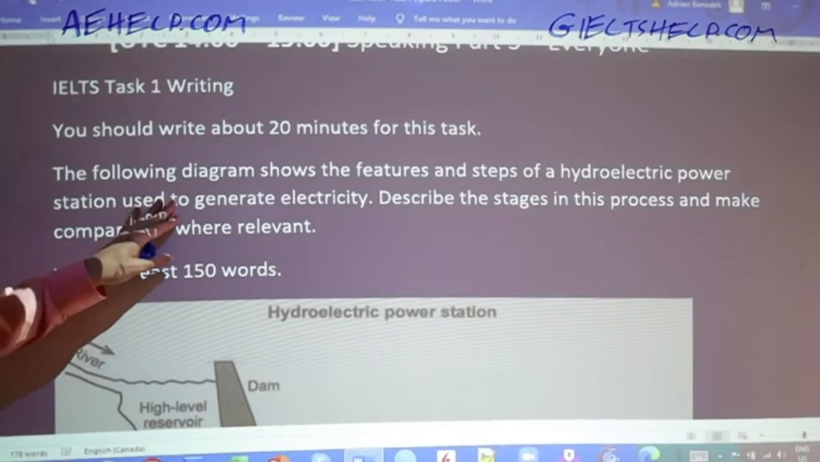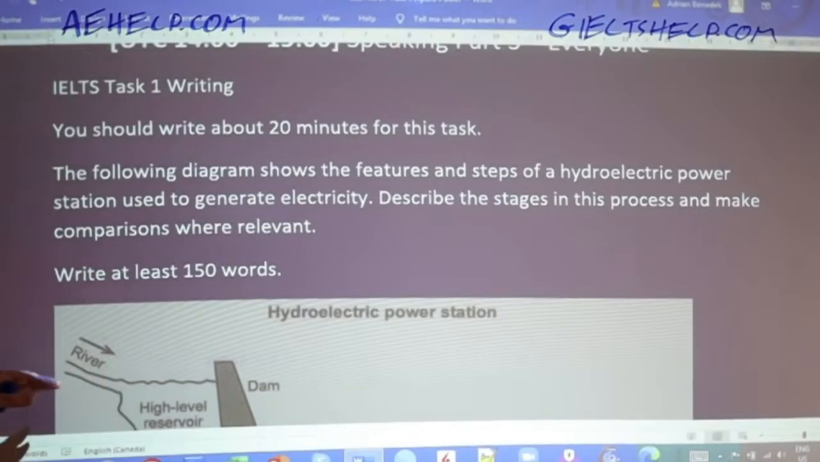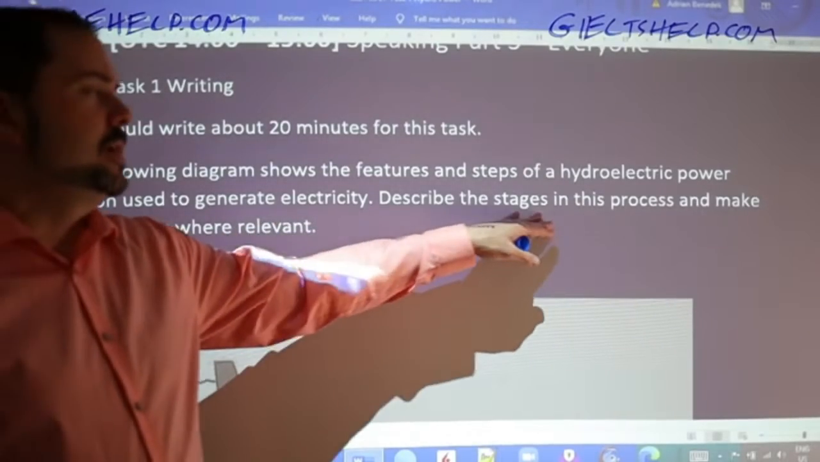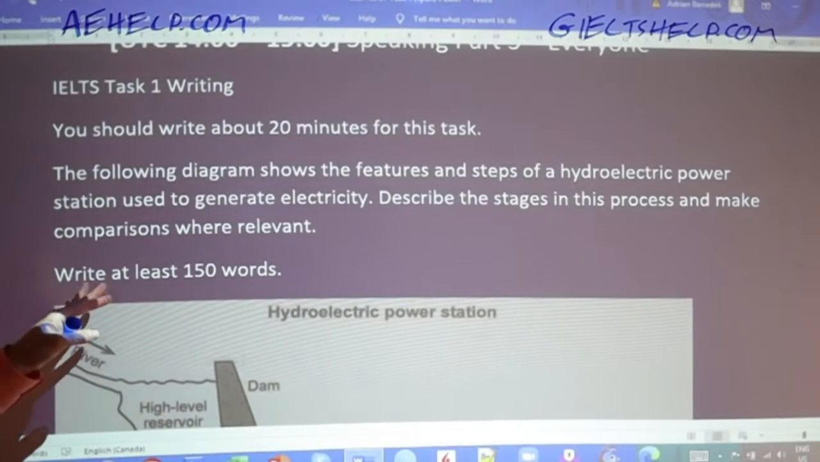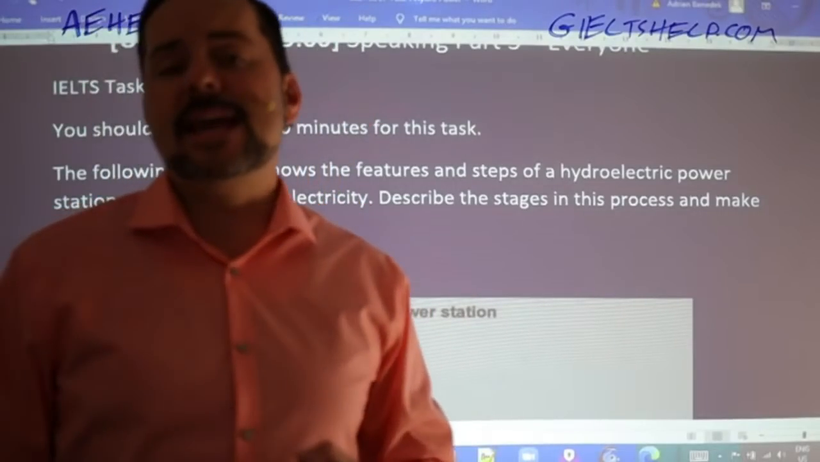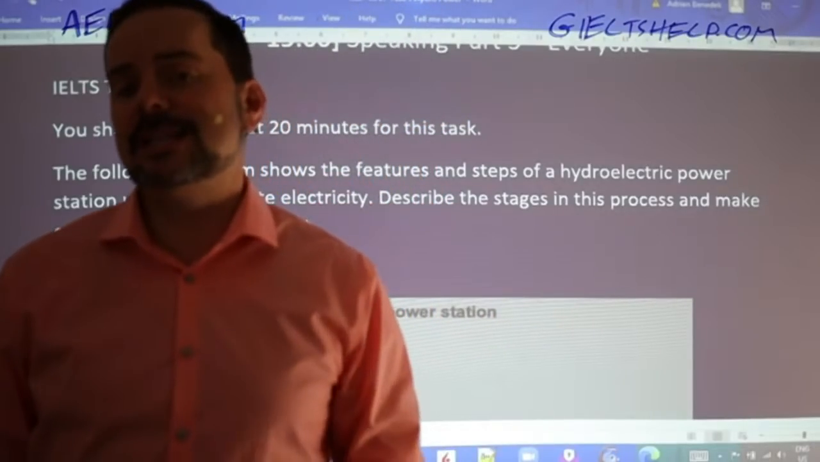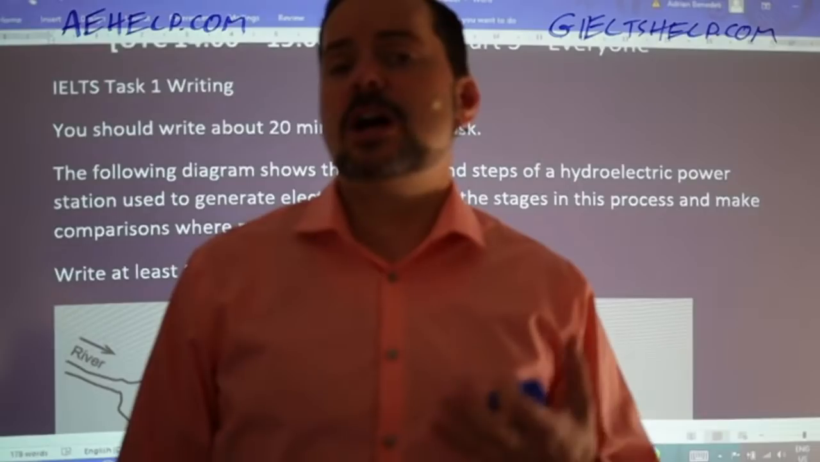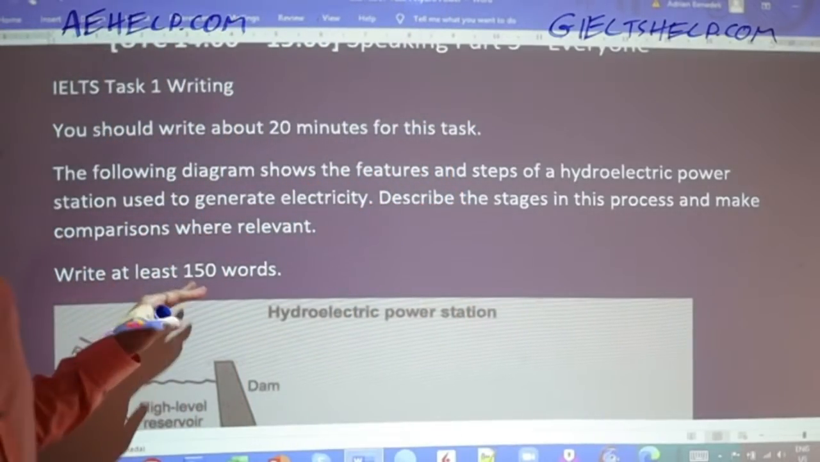The following diagram shows the features and steps of a hydroelectric power station used to generate electricity. Describe the stages in this process and make comparisons where relevant. And you have to write at least 150 words. That's the absolute minimum. But again, I do recommend writing closer to 200 words. Every examiner that I've ever talked to has said that it's pretty much unheard of for someone to get a band 8 or a band 9 with just 150 words.